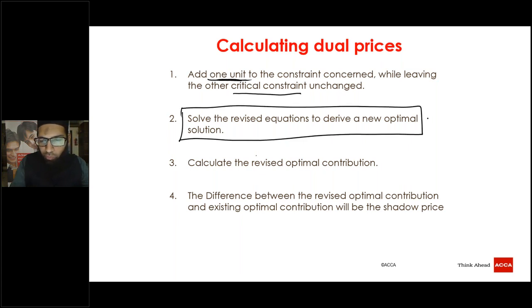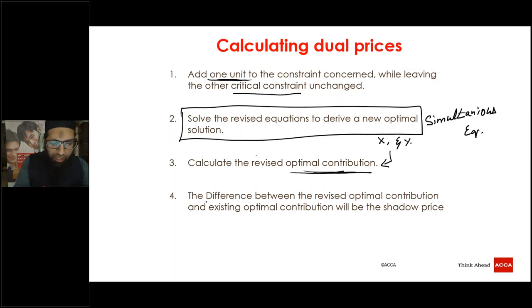So you will once again use the simultaneous equations over here, and with that, you will find the values of x and y. Now you recalculate the contribution. And finally, you calculate the difference between the revised optimal contribution and the existing optimal contribution.